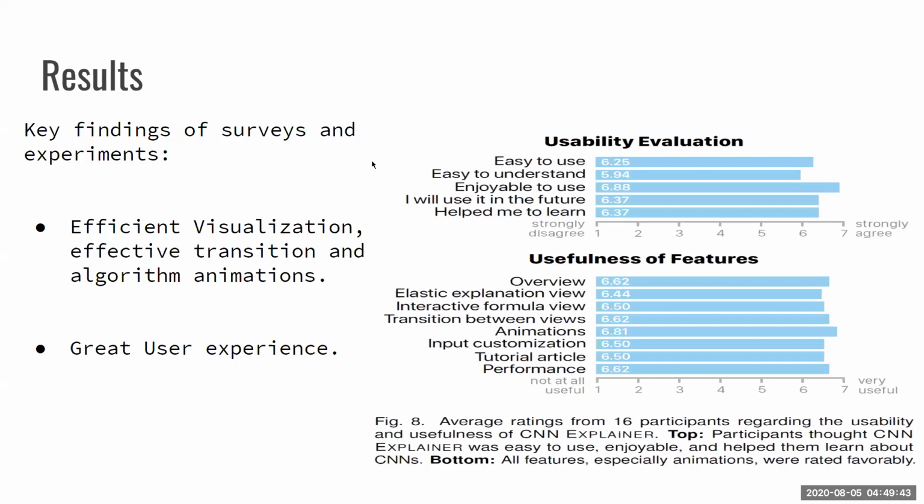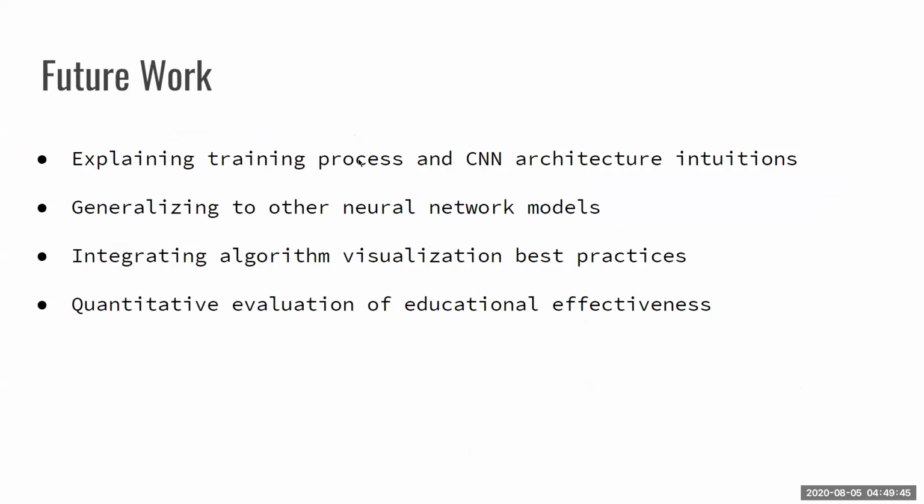And for the future work, there were some ideas. The first one was to expand additional features to learn about the training process so that we can include cross-validation and back propagation in it. The other one was to generalize it to other neural networks such as LSTMs and other transformer models, not just CNNs. And another one was to incorporate advanced algorithm visualization, to enhance the visualization process of the tool.